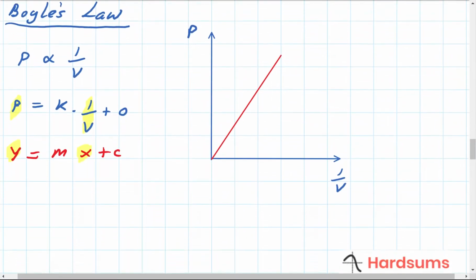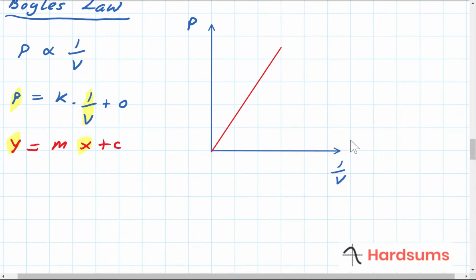Boyle's law. Again, pressure is proportional to 1 over volume. That's the same thing as saying pressure is a constant times 1 over volume. And I'll add on the plus 0 here again to emphasize that when it comes to the y equals mx plus c, the c-intercept is the origin. In other words, it goes through the origin. So that's proportional. P is proportional to 1 over V.